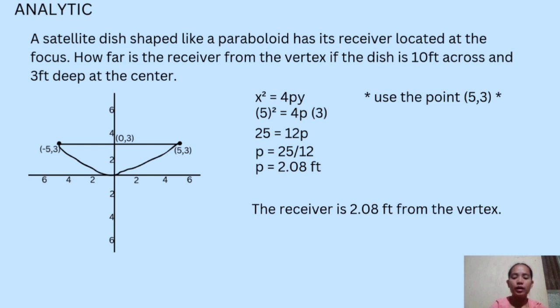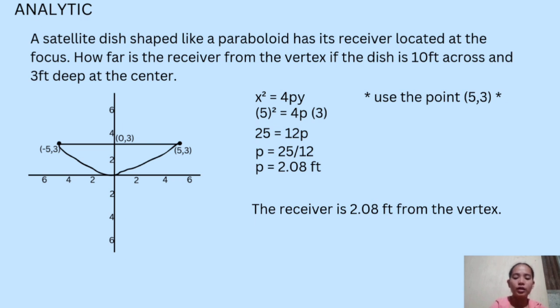In order to find how far it is from the vertex, we need to use x squared equals 4py. In terms of this, we need an x and a y point, so we choose either the negative 5 and 3 point or 5 and 3 point. We are using the positive side to avoid the hard part. We put the 5 in x squared and y replaced by 3. So we have now 5 squared equals 4p times 3.